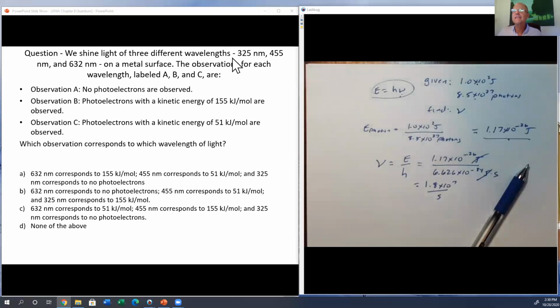Which of these wavelengths has the least energy per photon? 632. So if there's one that's not going to have enough energy to produce photoelectrons, which one is it going to be? 632. All right. Does that make sense?